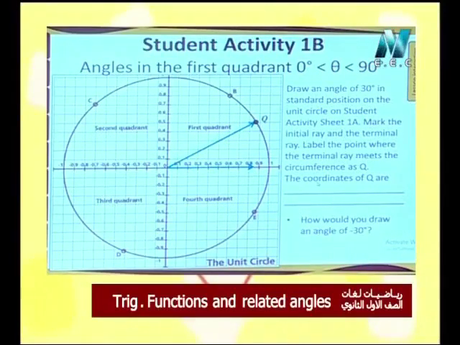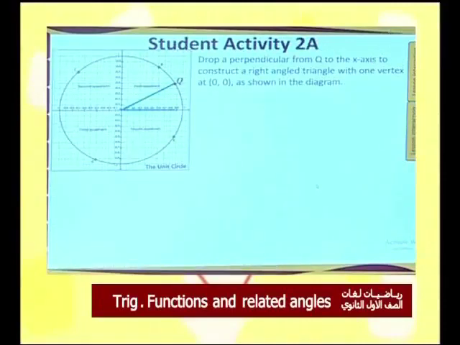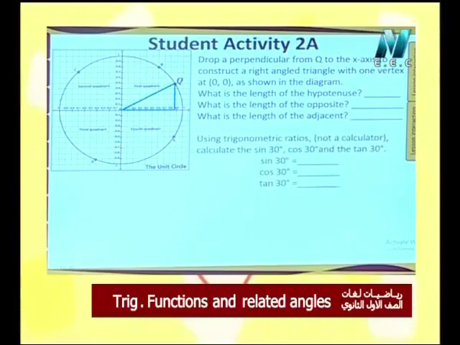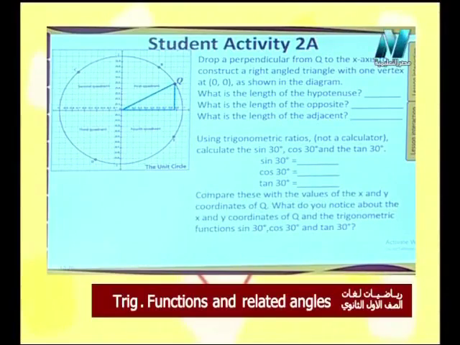How would you draw the angle negative 30? Look carefully. We have here a right angle triangle. This is right. We want to find sine of this angle, cosine of this angle and tan of this angle. Sine will be opposite over hypotenuse. Cosine will be adjacent over hypotenuse, and tan will be opposite over adjacent. Compare these with the values of x and y.